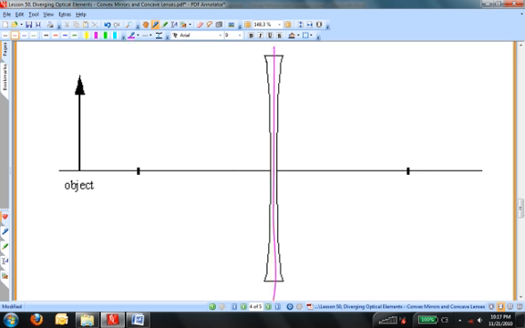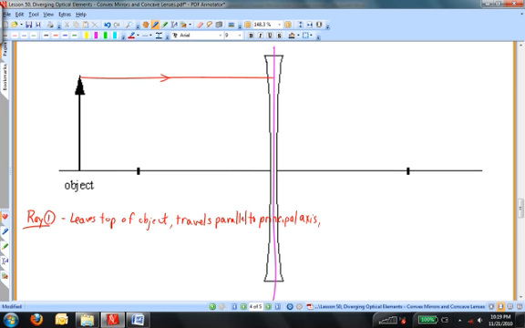The first ray leaves the top of the object and travels parallel to the principal axis. When this ray reaches the refracting plane, then it refracts as if it passed through the near focal point. So I'm going to connect the place where the incident ray strikes the refracting plane and the near focal point. And now I'm going to show the refraction as if that ray passed through the near focal point.